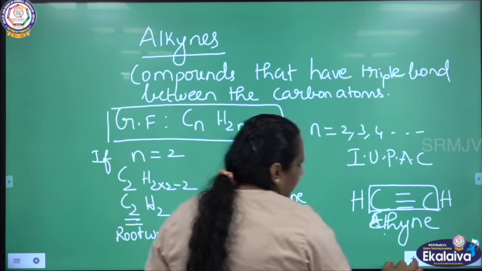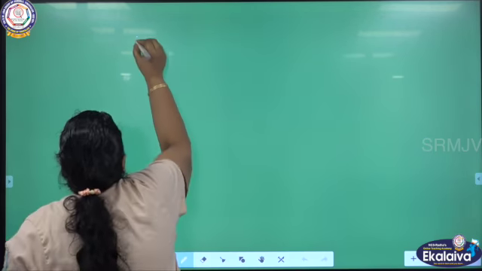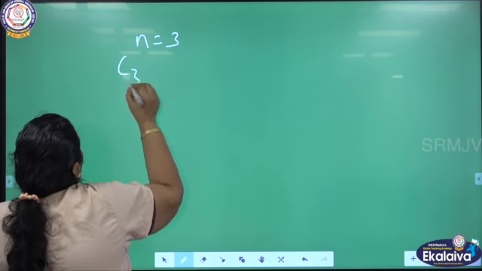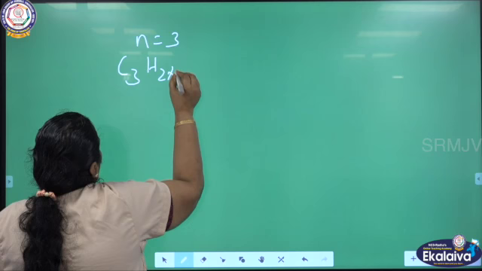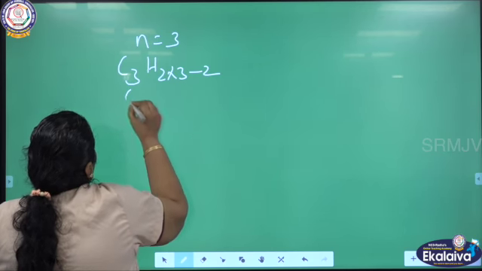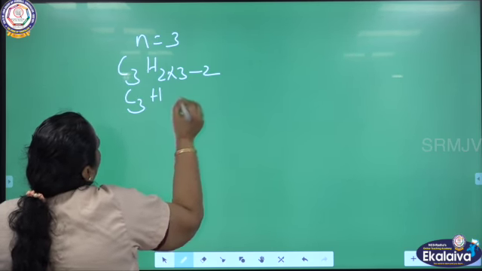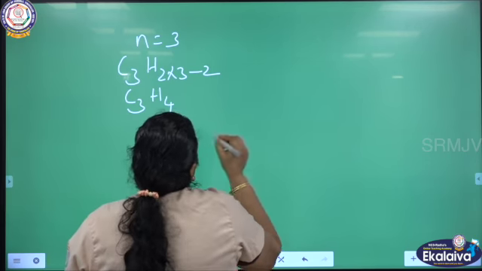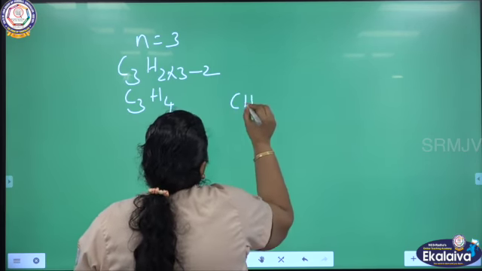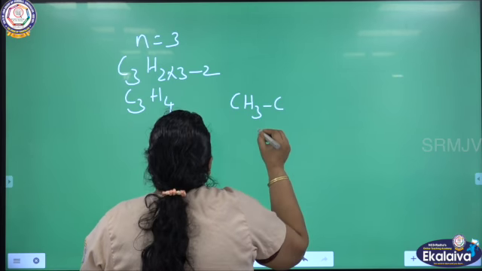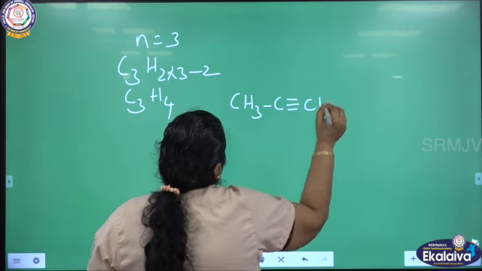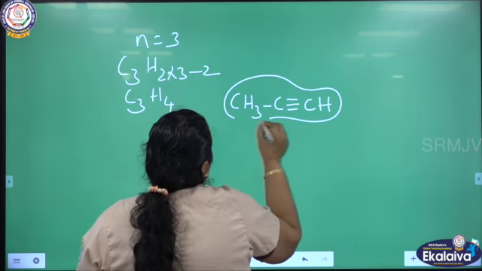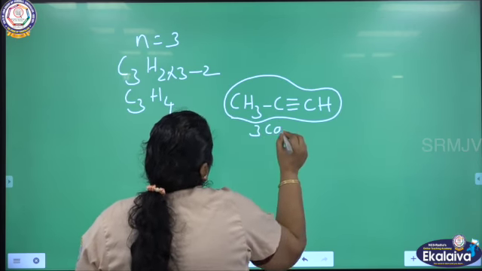The next one, we are going to substitute n is equal to 3. So how will you write it? C3H(2 into 3 minus 2). What will you get? C3H6 minus 2, 4. C3H4. So C3H4, how will you write the structure? CH3, single bond C, triple bond CH. So there are 3 carbon atoms.